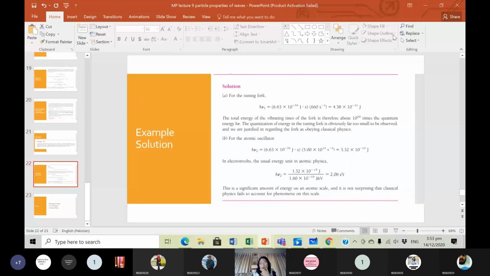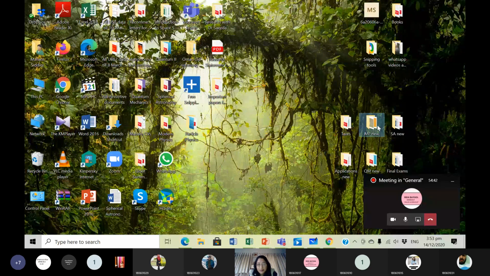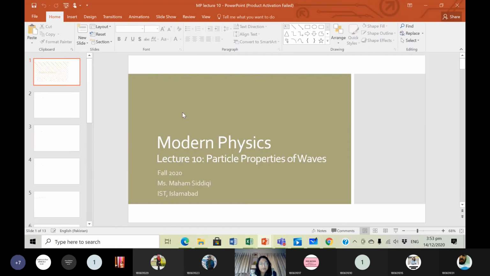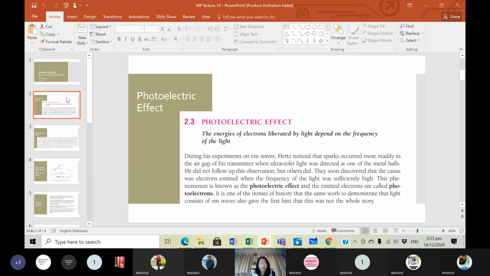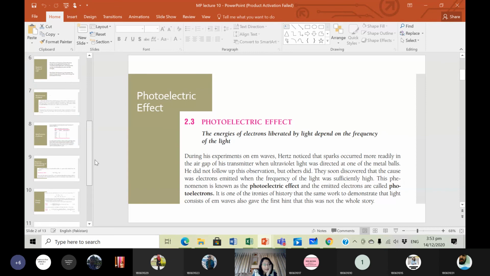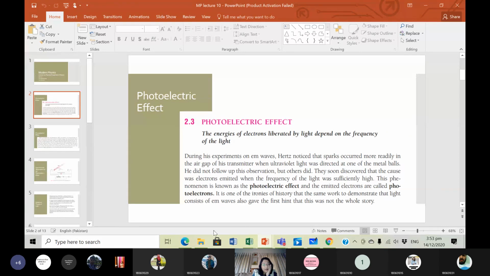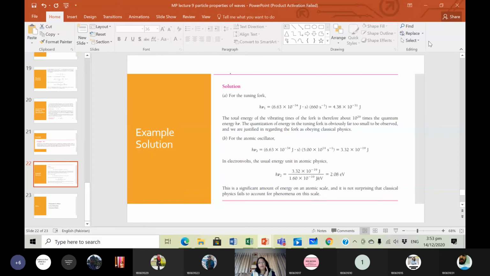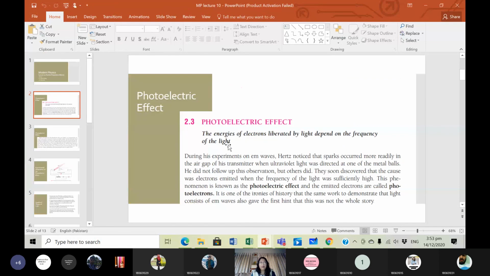Particle properties of wave, lecture 10. This one, particle properties. This is for the photoelectric effect, ठीक है? फिर ये हम कल कर लेंगे, और ये जो हमने अभी किया है ये 3 slides भी हम कल कर लेंगे, फिर 16th को quiz है, ठीक है?